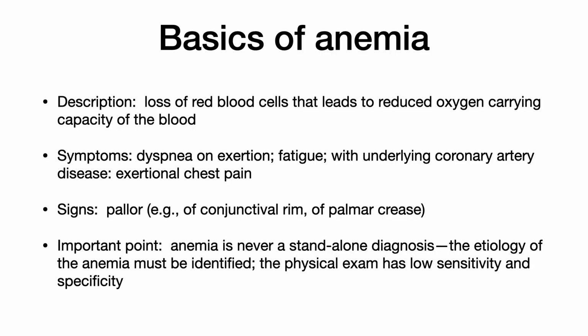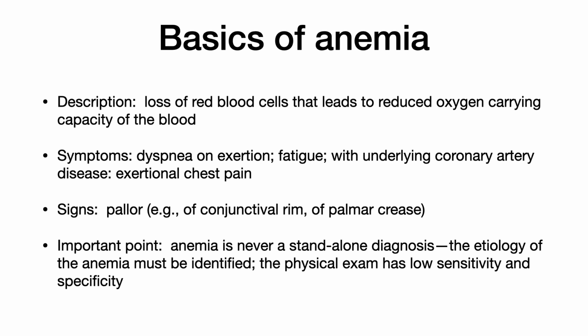Okay, so the basics of anemia. Basically, it's loss of red blood cells. It's going to lead to a reduced oxygen carrying capacity in the blood, because hemoglobin is what the oxygen is bound to and what carries oxygen from the lungs to our cells. People with anemia can be fairly asymptomatic, but they can also get dyspnea on exertion. Anything where they're going to need more oxygen, they're just not able to provide it. Lack of oxygen can lead to fatigue. And with underlying coronary artery disease, they're going to be more sensitive to lack of oxygen. They can get exertional chest pain.